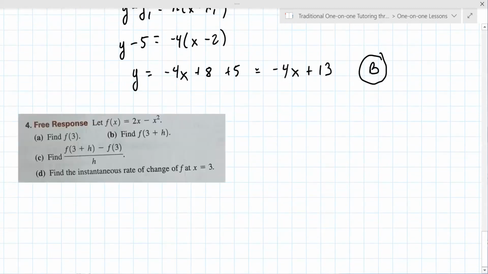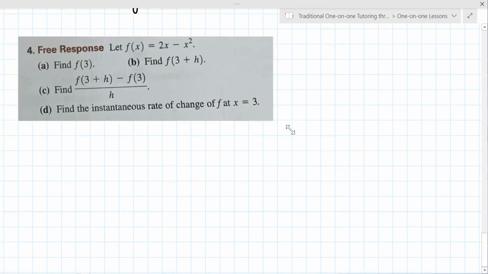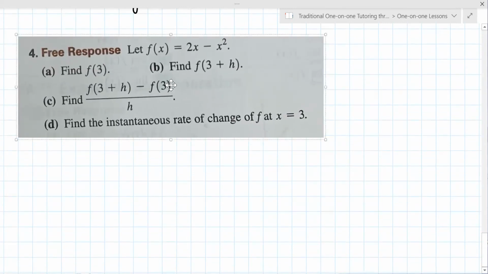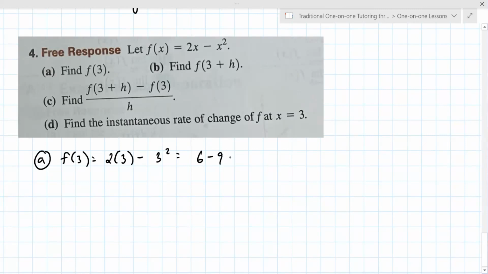Four gives you a function and it asks you to do all these things. So first thing is to find f of 3. That just is putting 3 in for x. So that's 2 times 3 minus 3 squared. So that's 6 minus 9.